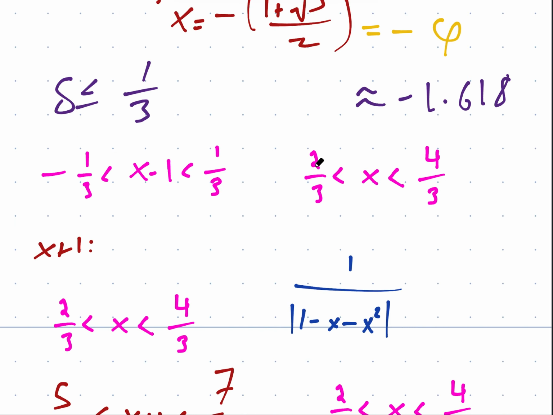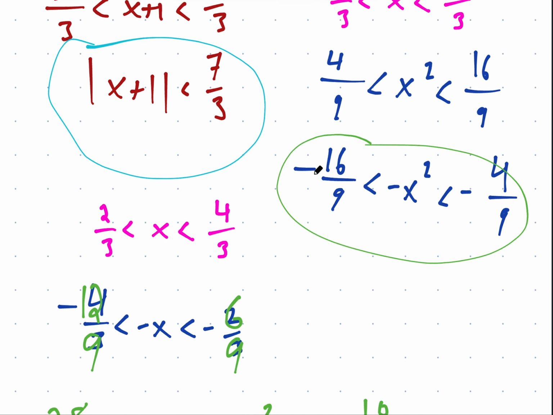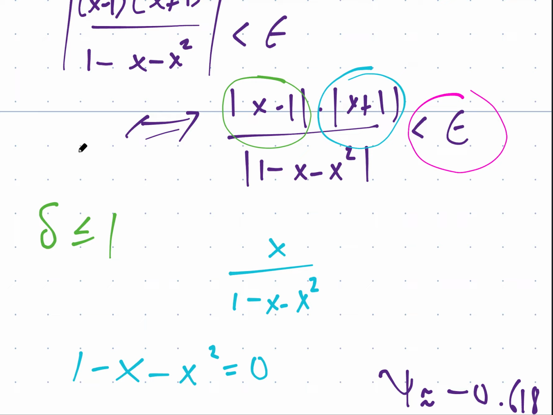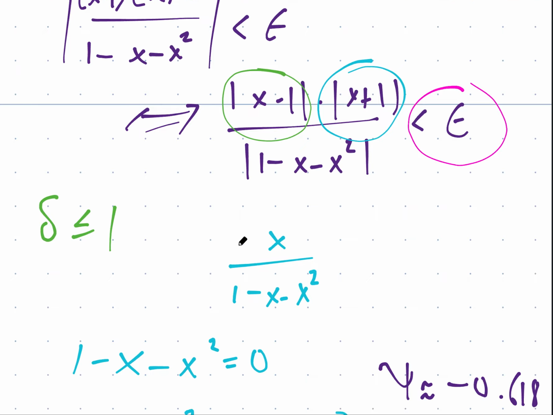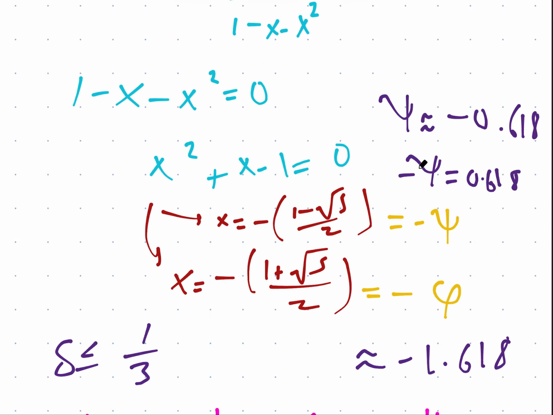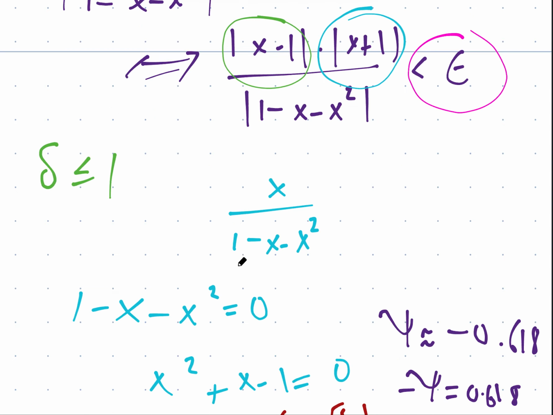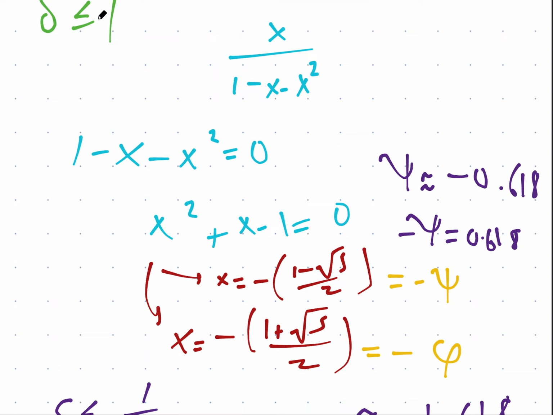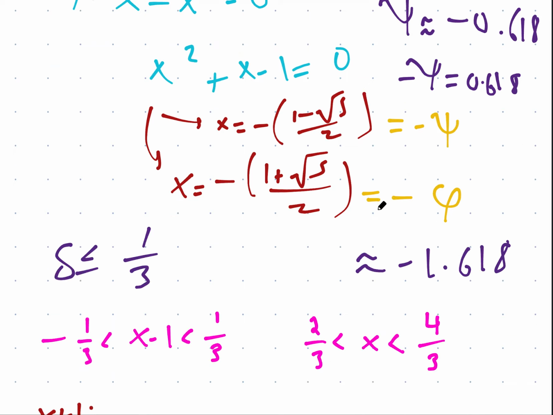So I hope you learned something new here. I hope you understood the caveats behind selecting delta less than or equal to 1, because that's also very important, and how the root that causes the actual expression to be undefined will not allow delta to be less than or equal to 1. You have to pick a value less than that. So, for example, 1/2 or 1/3.